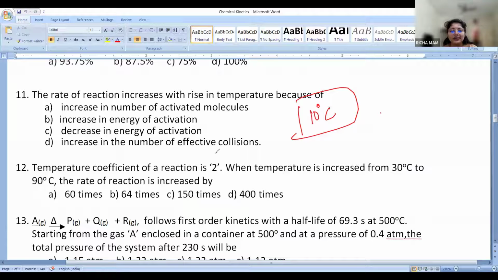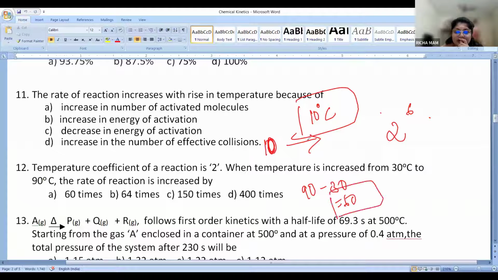So what will happen when the temperature goes up by 60 degrees Celsius? 90 minus 30 is how much? 60. So 60 degrees is the increase, so it is 6 times the 10-degree rise. So 2 raised to 6. What is 2 raised to 6? 64 times. So the rate has increased by 64 times.